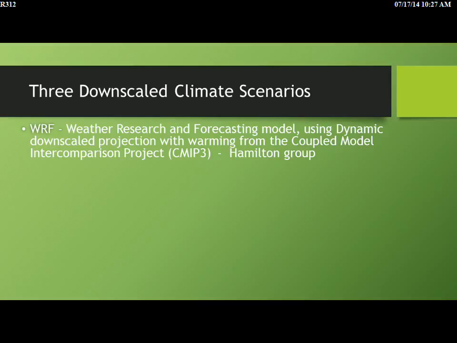So the WRF model is one that's been developed by Kevin Hamilton's group here at the university. It's based on dynamic principles, and I have no idea what coupled model intercomparison project is, but some of you probably know better than I do, but there it is. That's what it's based on.